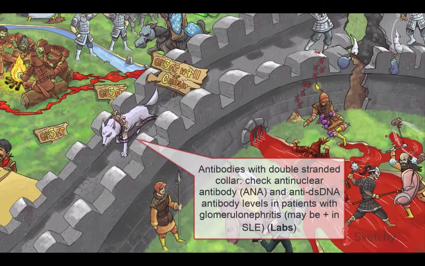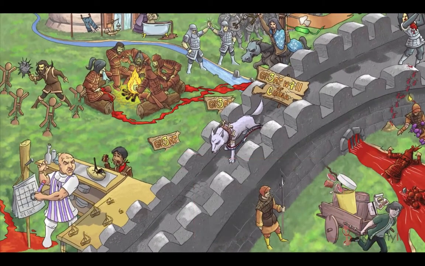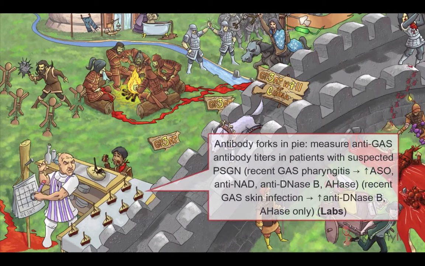Order anti-nuclear antibody and anti-double-stranded DNA antibody levels as well, which can be positive in autoimmune diseases such as lupus nephritis. Down, boy! If you suspect post-strep, check anti-group A strep antibody titers, represented by these antibody forks directed against these delicious pieces of Pyogenes pie.